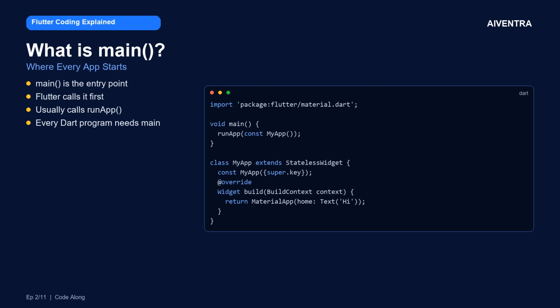Without main, your app cannot start. Dart always looks for main first. You never call main yourself. Flutter calls it automatically. Think of main as the front door of your house. Every visitor enters through the door. Every app execution enters through main.